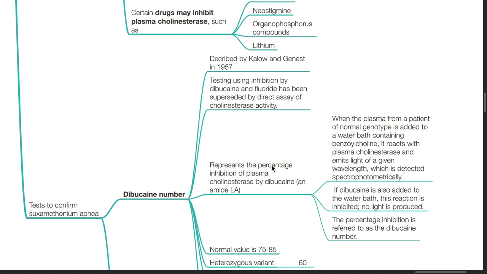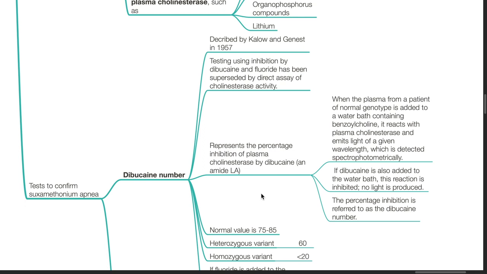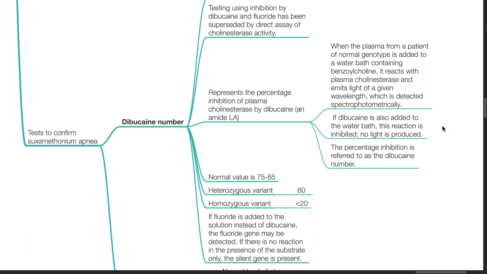The dibucaine number represents the percentage inhibition of plasma cholinesterase by dibucaine, which is an amide local anesthetic. When the plasma from a patient of normal genotype is added to a water bath containing benzoylcholine, it reacts with plasma cholinesterase and emits light of a given wavelength, which is detected spectrophotometrically. If dibucaine is also added to the water bath, the reaction is inhibited and no light is produced. The percentage inhibition is referred to as the dibucaine number, and the normal value is 75 to 85.